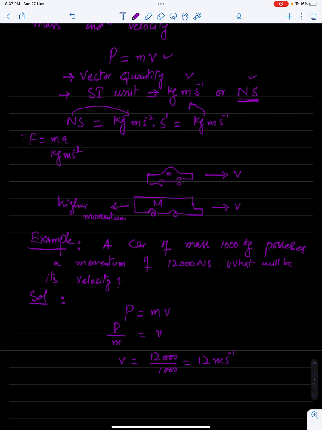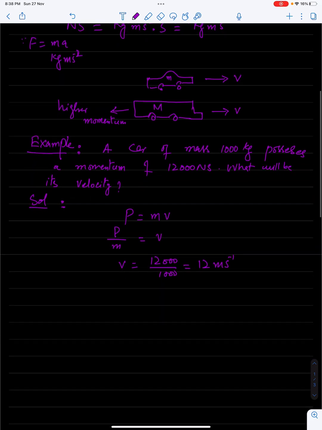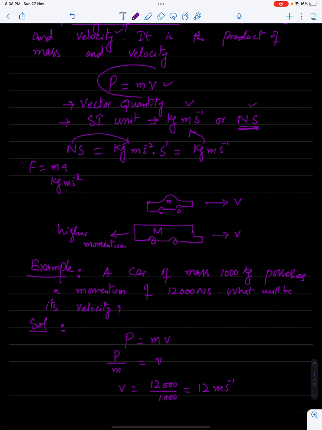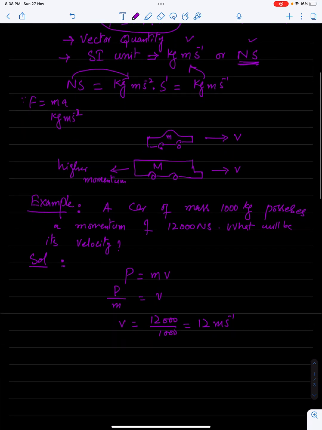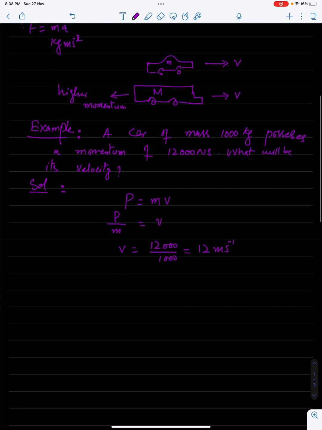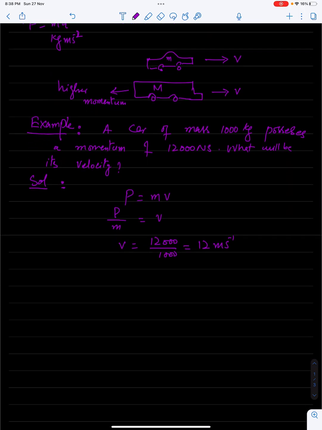Okay. So this was the concept of momentum, a brief definition and the formula here. Okay. Now let's move to the next thing, which is change in momentum.